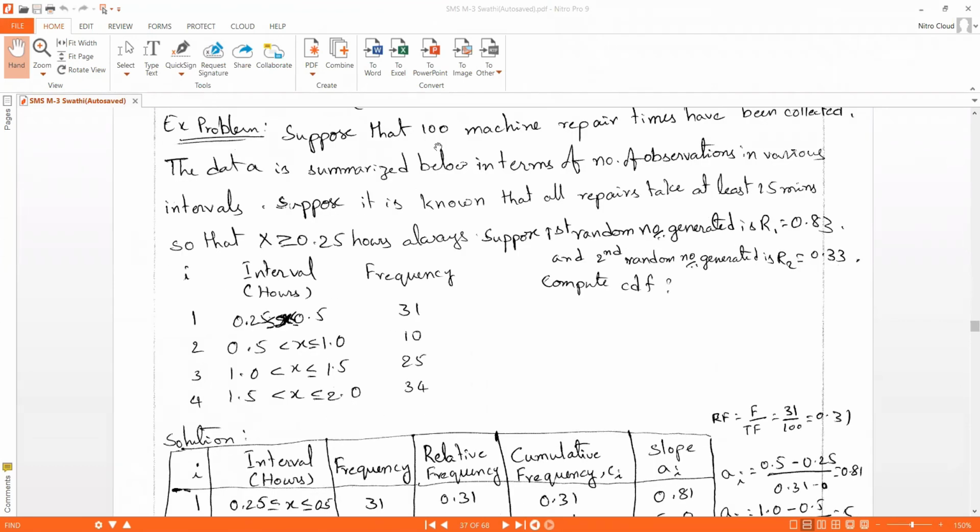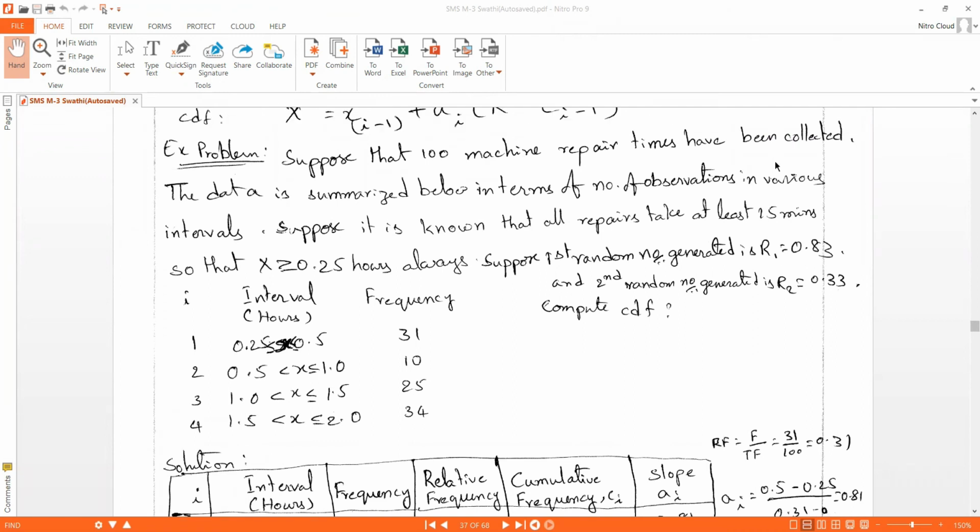Suppose that 100 machine repair times have been collected. Here the number of observations is how much? It is 100, the n value is 100. And the data is summarized in terms of the number of observations in various intervals. The data is summarized between the different intervals.